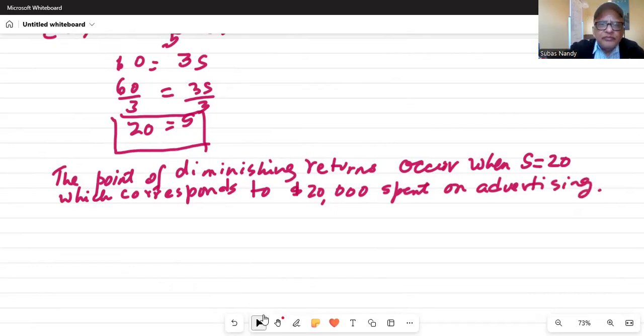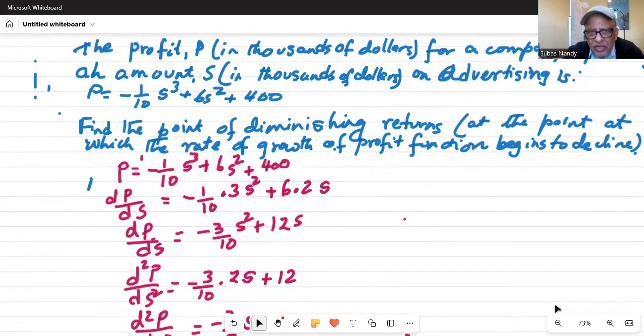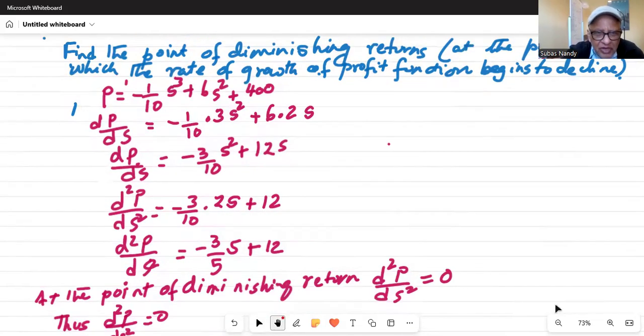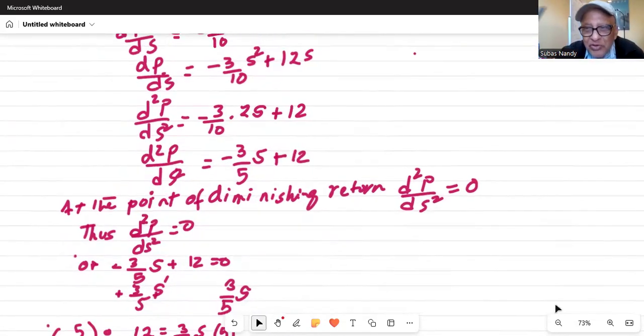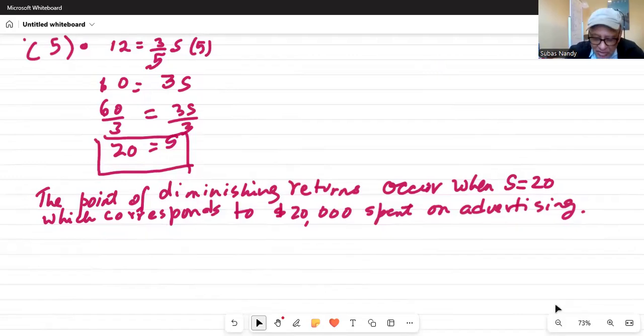So let me summarize what I did. They give us a profit function P, which is in thousands of dollars, in terms of S, where S is the money spent on advertising in thousands of dollars. Find the point of diminishing return. They gave us the hint that at the point of diminishing return, the rate of growth of the profit function begins to decline, and that only happens when the second derivative of the profit function with respect to S, which is the advertising dollars, is 0. So first we find the first derivative, then we find the second derivative, then we set the second derivative equal to 0. Remember, we do that because at the point of diminishing return the second derivative is 0. And then we solve for S. S is 20. Remember, S is in thousands of dollars. That means at the point of diminishing return, the company will spend 20,000 on advertising.